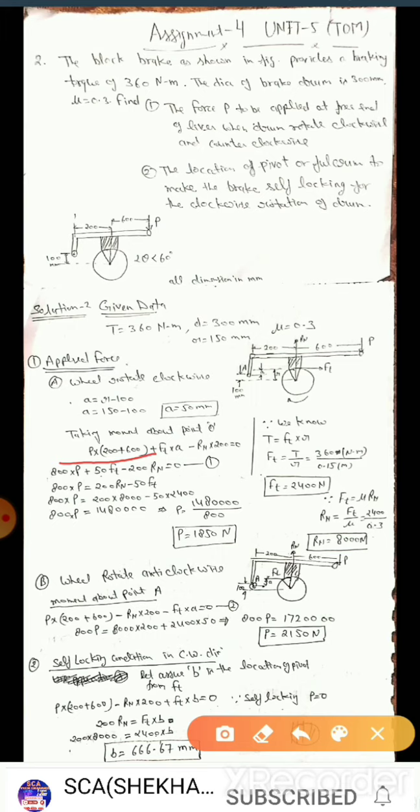Now Rn into 200 makes an anti-clockwise couple, which we take in the negative sense. Now Ft is here and it is above point A, so it makes a clockwise couple. So Ft into A makes a positive sense, equal to 0.